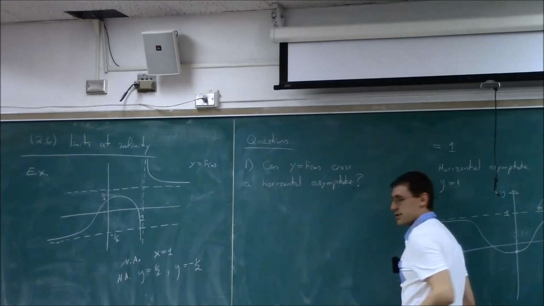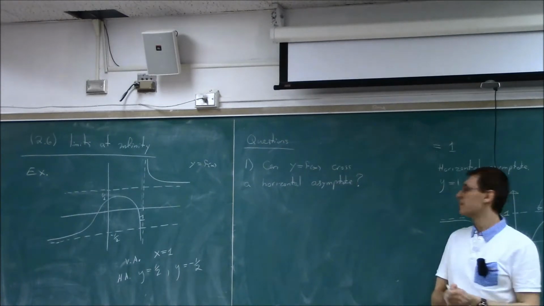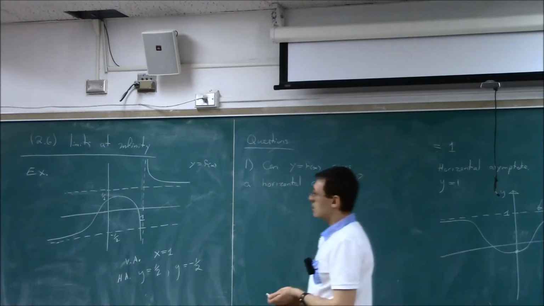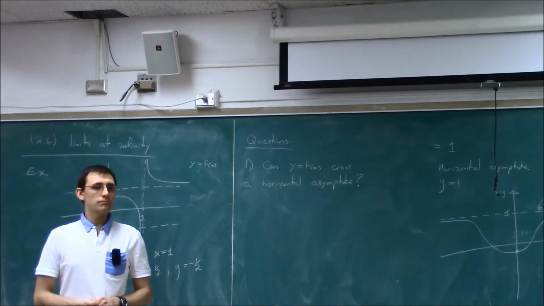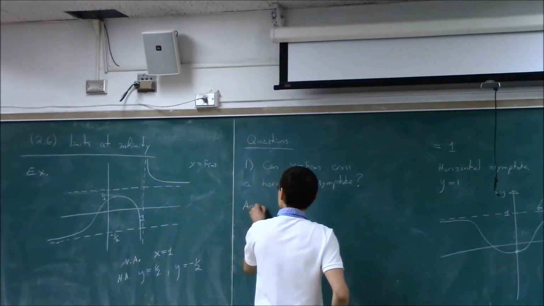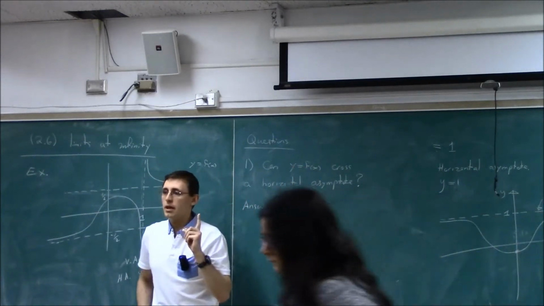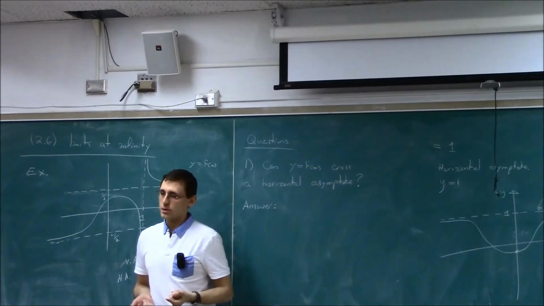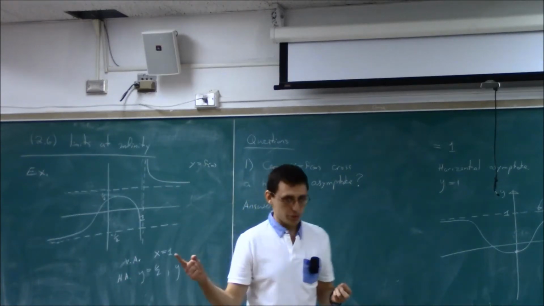That's my first question. Can it happen? Or do you see some difficulty with it? No. And if you want to answer this question, first you will tell me what is a horizontal asymptote. So anybody would like to try?